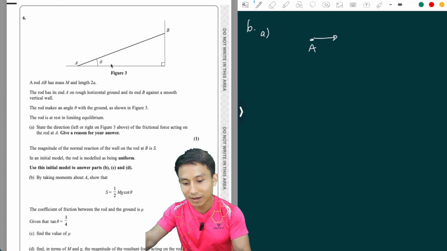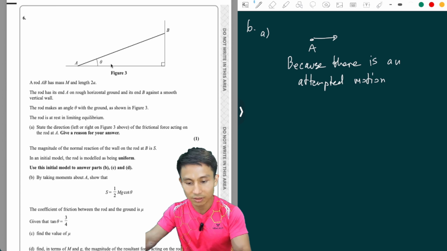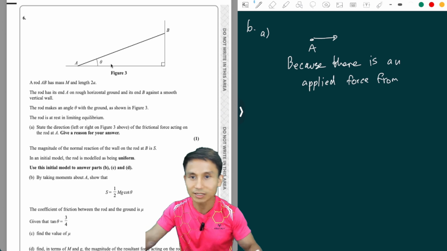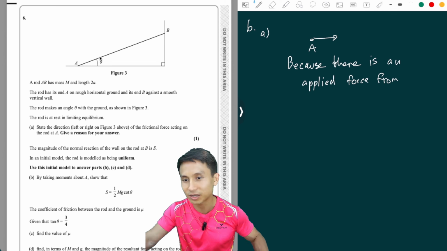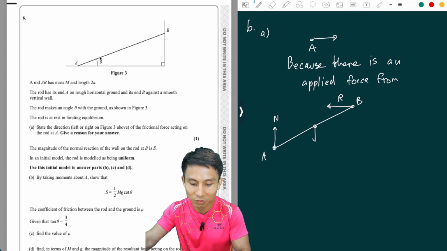Yeah? So we say that because there is an attempted motion, there is an applied, yeah, a better word, applied force from, well, in this case, if we look at all of the reaction here, so if we draw a free body diagram, you have a normal reaction there, and let's say I'm drawing at B first, you have a normal reaction at B. Well, B doesn't have any friction, and then you probably have a weight here, mg.